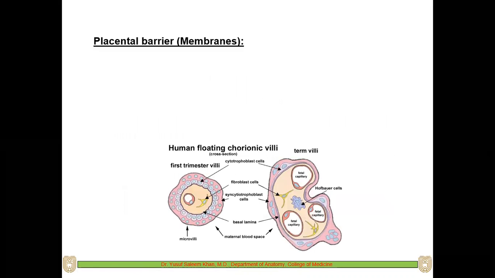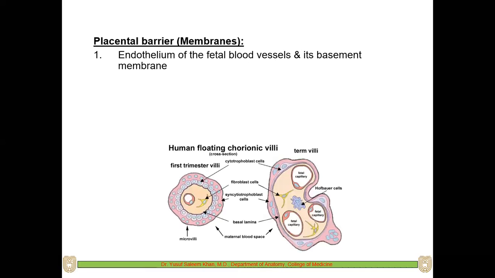So this is, as I said, called the placental barrier, or it is also called the placental membrane. So there are four layers within this barrier or the membrane. So these are called the placental membrane or placental barrier. If they ask you, you should be able to explain these four. Okay, placental barrier or placental membrane.